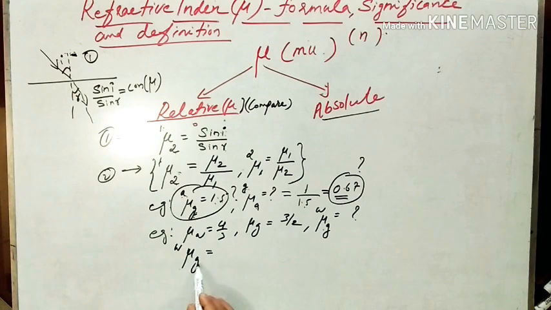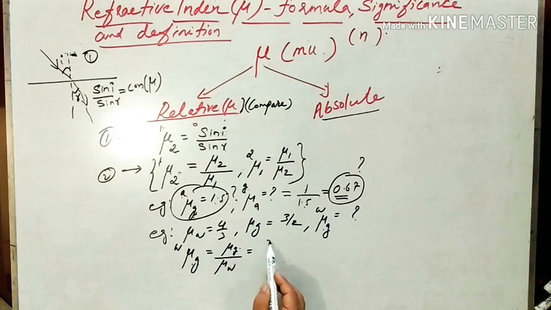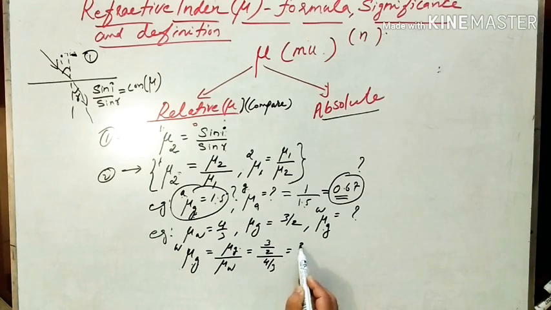Very simple. Refractive index of glass, what is that? I can write refractive index of glass divided by refractive index of water. As you read the statement, put it in the formula. Very simple as that. That's equal to, what is the refractive index of glass? 3/2 divided by refractive index of water 4/3. That's equal to 3/2 into 3/4.